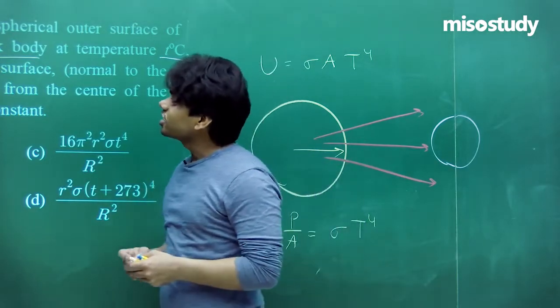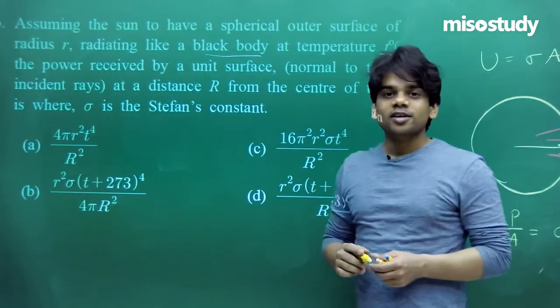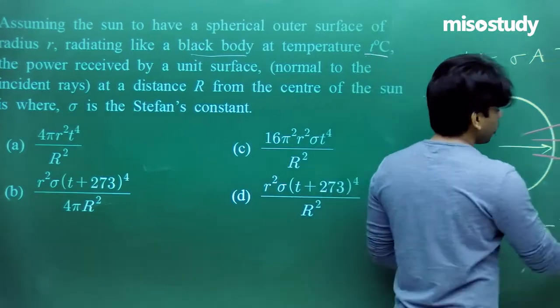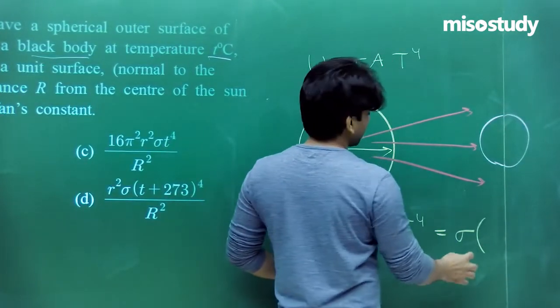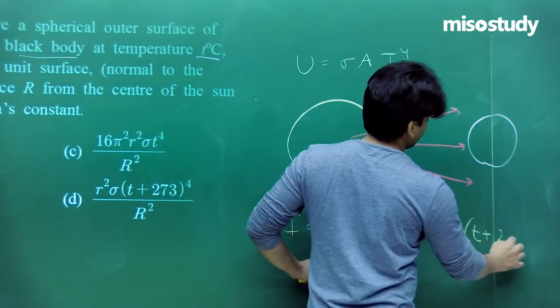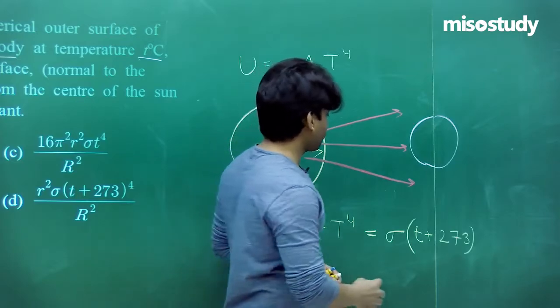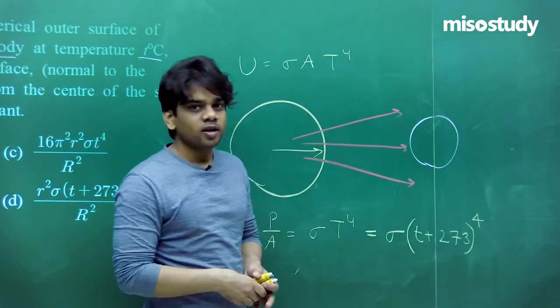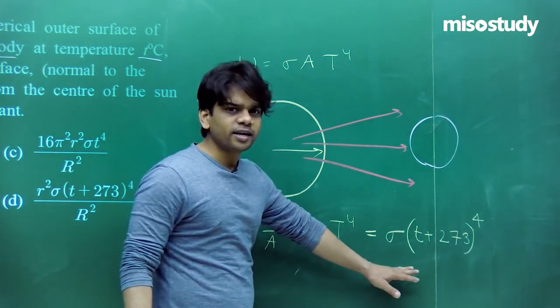Now you see that the sun's temperature is T degrees Celsius, taking it as a black body at temperature T degrees Celsius. So first of all, you have to convert it into Kelvin. You will obtain sigma into T plus 273 in Kelvin, to the power 4 also. So we obtained this. Now for the further question, let me write at the other end. So take note till here. Let me write at the other end.